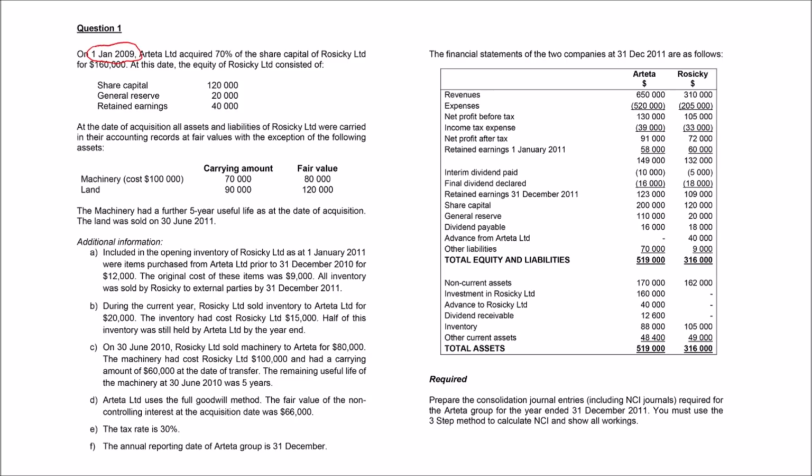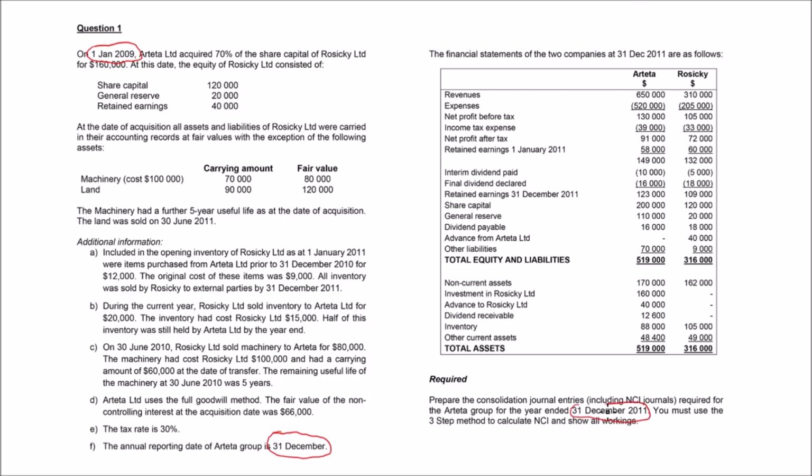Notice that in most of the other questions that you have done in the past, the acquisition date is normally 1st of July. So how come this one is 1st of January? The reason is because if you look at the end of this page, the reporting date of this group is 31st of December, which means that the financial year for this group is from 1st of January to 31st of December. So later on when you look at depreciation and also intra-group transactions, you need to be aware of this particular information.